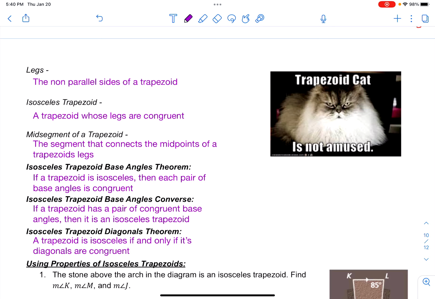If a trapezoid is isosceles, then each pair of base angles is congruent. So if those legs are congruent, then base angles are congruent. The converse of that is if a trapezoid has a pair of congruent base angles, then it's an isosceles trapezoid. So if your base angles are congruent, it's isosceles. If your legs are congruent, your base angles are congruent. And then the diagonals: a trapezoid is isosceles if and only if its diagonals are congruent. So a trapezoid follows the same process as a rectangle when it comes to the diagonals.